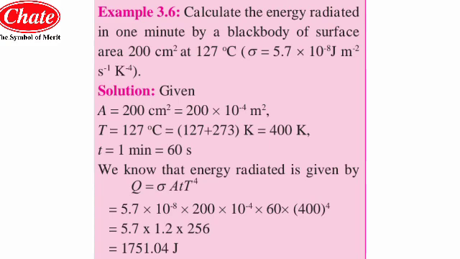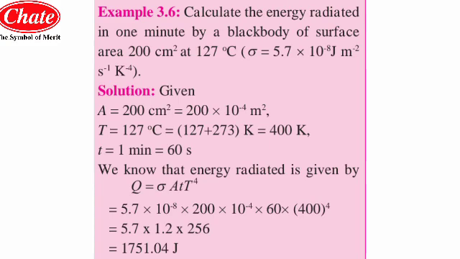And the absolute temperature they have given in degrees Celsius, which is 127 degrees Celsius. If you have to convert it into Kelvin, then simply add 273, then it will be converted into Kelvin. Then 127 plus 273 is equal to 400 Kelvin. The time for which the black body is radiating the energy is t equal to 1 minute. We will convert it into seconds, so it will be 60 seconds.